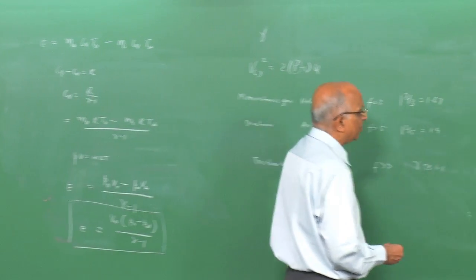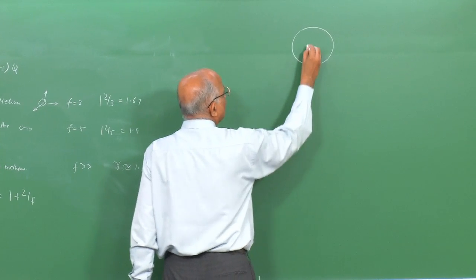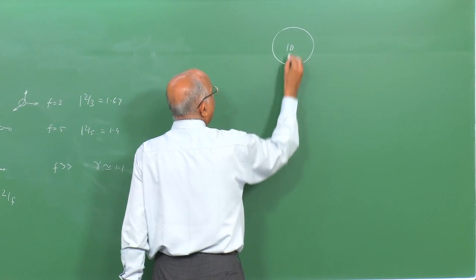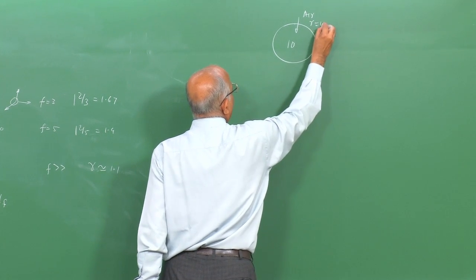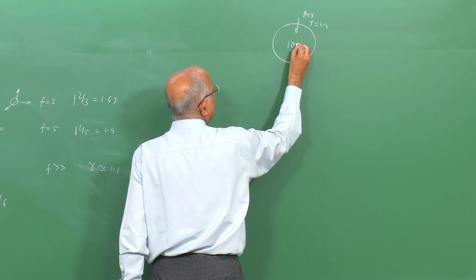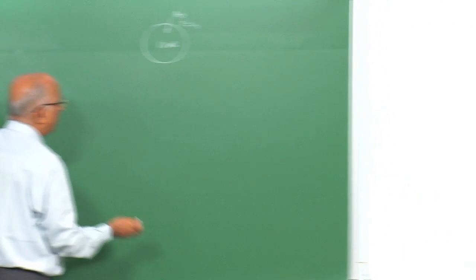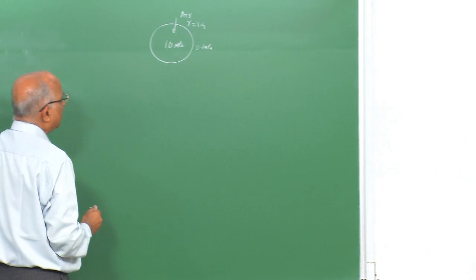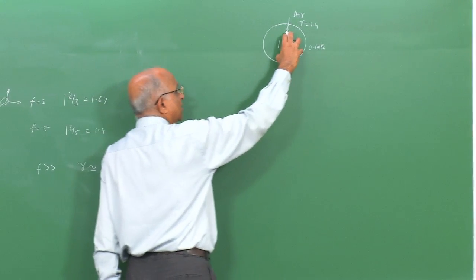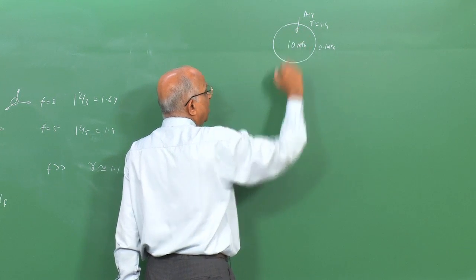Let's do this problem. Let's say I have a pressure vessel which holds, let's say, air whose gamma is 1.4 at a pressure of, let's say, 10 MPa. Ambient pressure is 100 kilopascal, which is 0.1 MPa. And this vessel bursts at a pressure of 10 MPa.